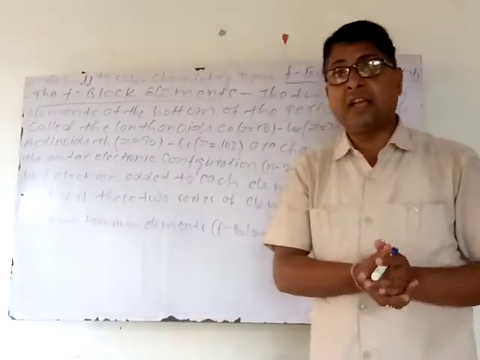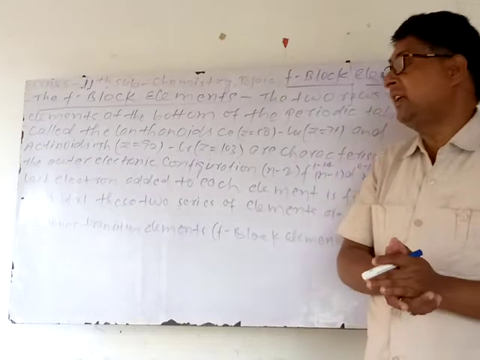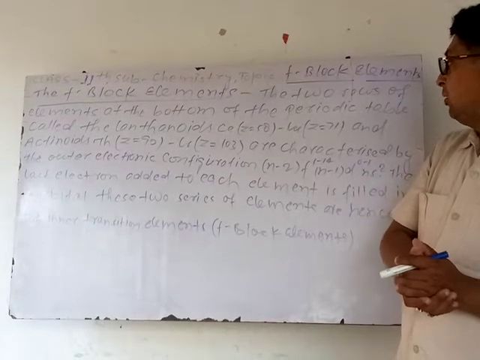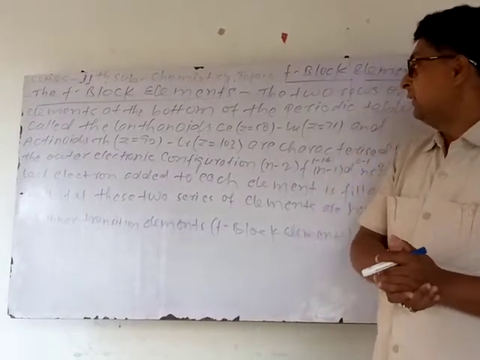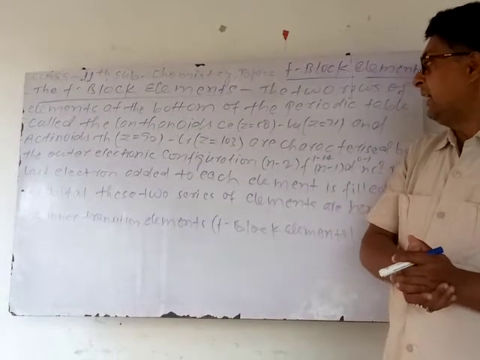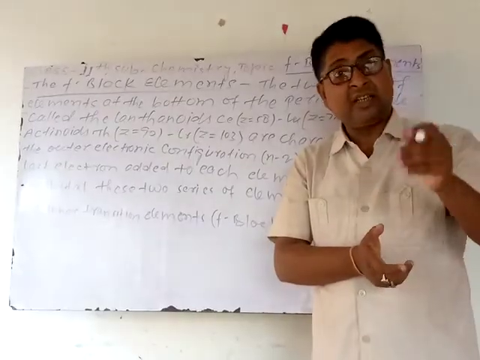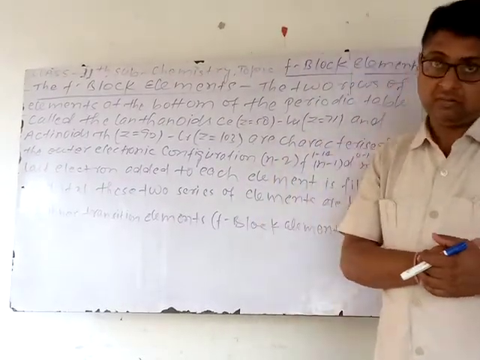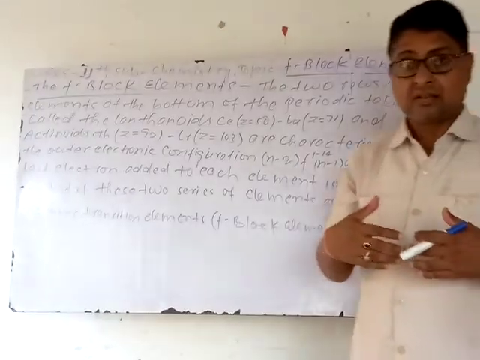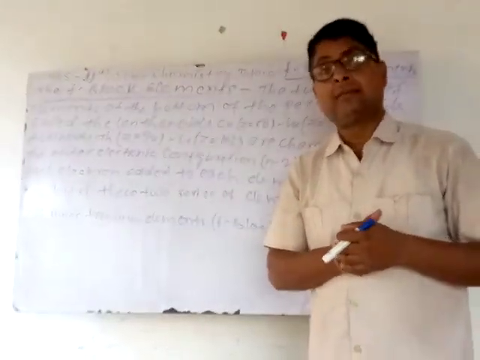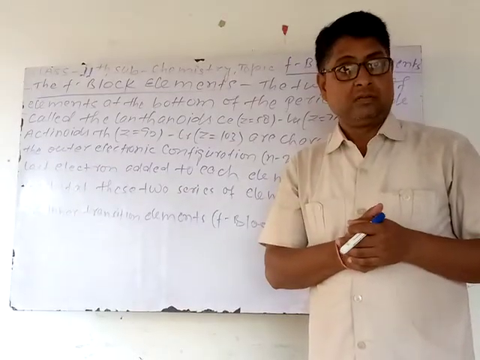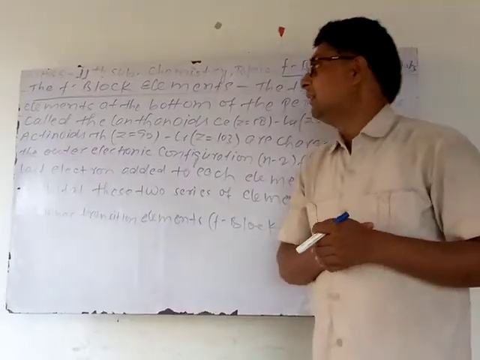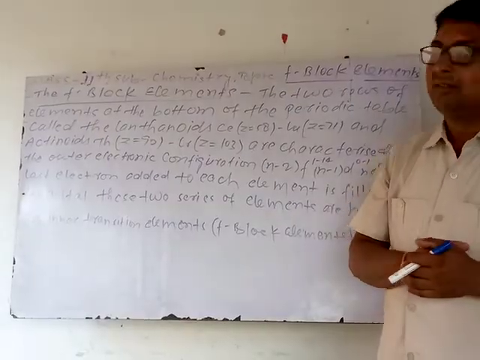The f block elements have atomic numbers 58 to 71 and 90 to 103. These series of elements are known as f block elements. Okay, students, please note this explanation as points. Very important. Students, be careful and start writing the points on the board.